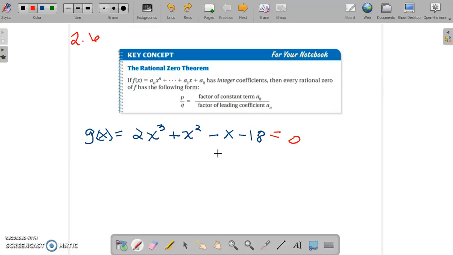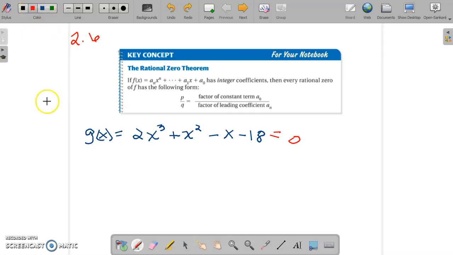We did this quite a bit with quadratics. We would factor it and figure out what our zeros were. To do this, it's actually pretty easy. What you have to do is look at the constant. The constant is right here, -18, and you're going to list out all of its factors.